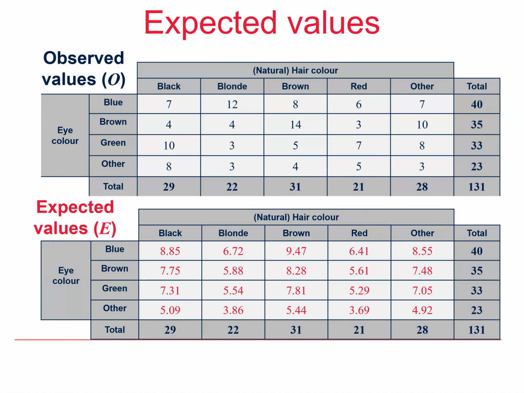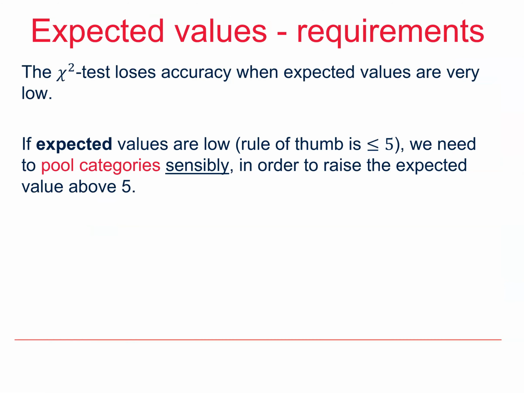So we'll pick up where we left off in the last video. Here are the two contingency tables, one for the observed values and one for the expected values, calculated by assuming that the two variables are independent. For the chi-squared test to be sufficiently accurate, we need to make sure that the expected values are not too low. If they are, we need to group some categories together so that the expected value for each cell is at least 5. There are no hard and fast rules for how to do this, so you will need to use your judgment to choose categories that are okay to pool.